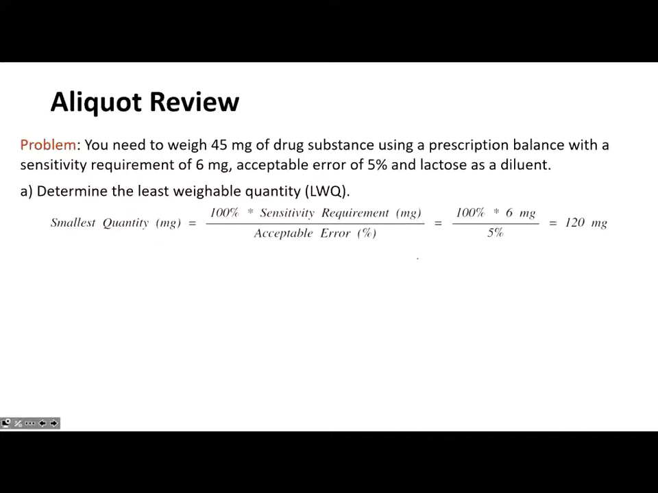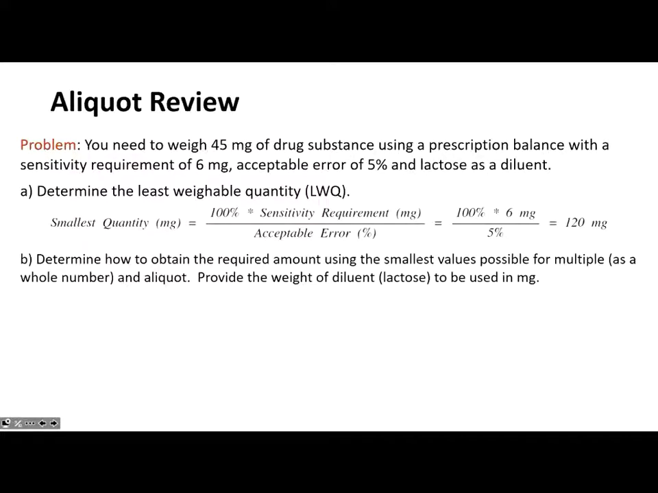So what are we going to have to do? Can we weigh 45? No, we have to weigh more. So the trick is to find the least whole multiple. We're going to have to figure out, if I want 45, how does it relate to 120? If we weighed twice as much, instead of 45, what is 45 times 2? That'd be 90, right? Could we do that? No, we can't do that.